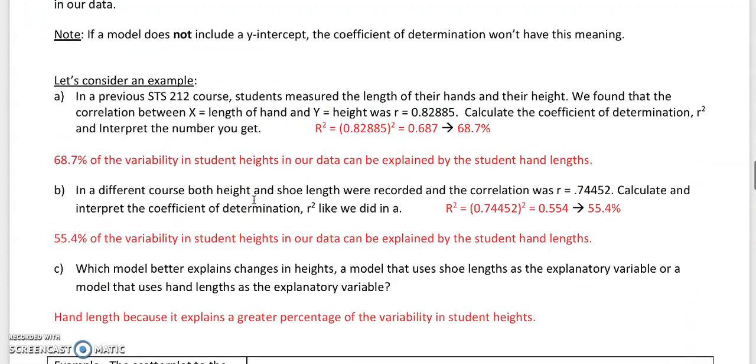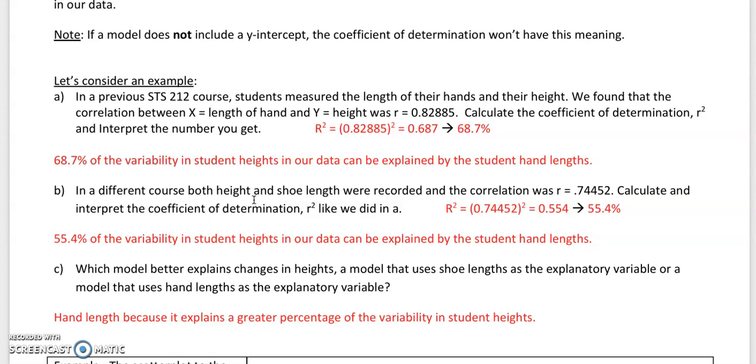And what we're seeing is that hand length explains a greater percentage of the variability in student heights than shoe length does. And we actually have a good explanation for why that would be. Hand length is actually a physical characteristic of a person. Shoe length is sort of like foot length, but then there's a little bit of extra noise and variability because people's shoes are different.